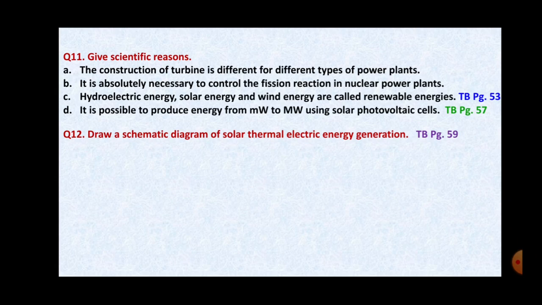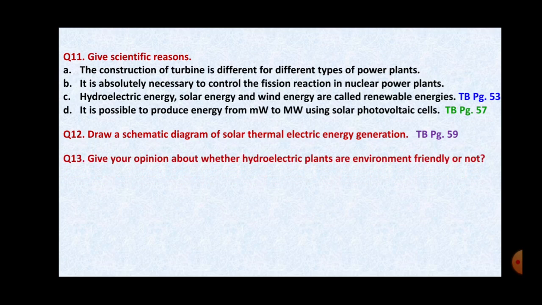12th question is, draw a schematic diagram of solar thermal electric energy generation. Now this is given on page number 59. Open page number 59. So page number 59, figure 5.29, that is the schematic of solar thermal power plant or solar thermal electric energy generation. So this you will draw from the textbook.